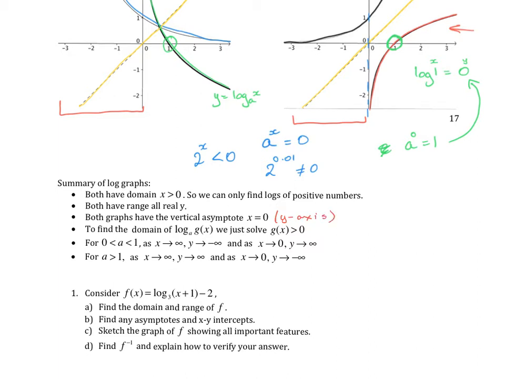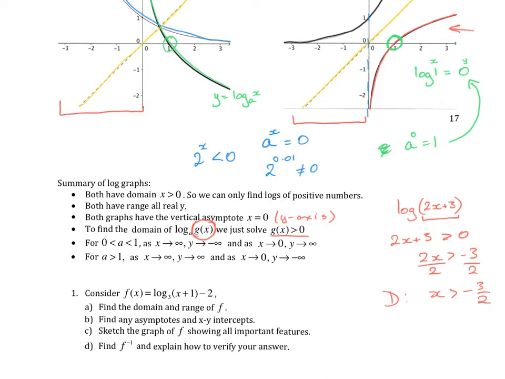To find the domain of log of a function, we just put whatever's in there bigger than 0 and solve it. So for instance, if I've got log of, say, 2x plus 3, to find the domain, this part in here has to always be bigger than 0. So I would do 2x plus 3 bigger than 0, solve it, minus 3 from both sides, divide by 2. x is bigger than negative 3 on 2, so that would be the domain.